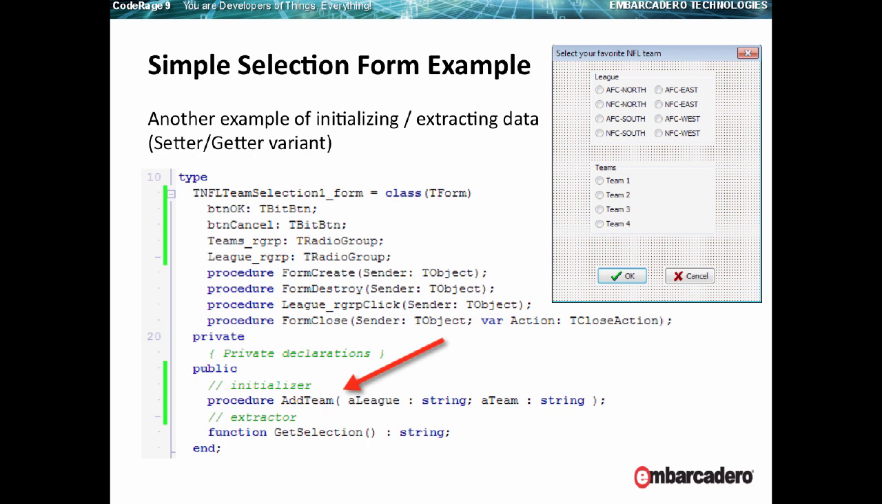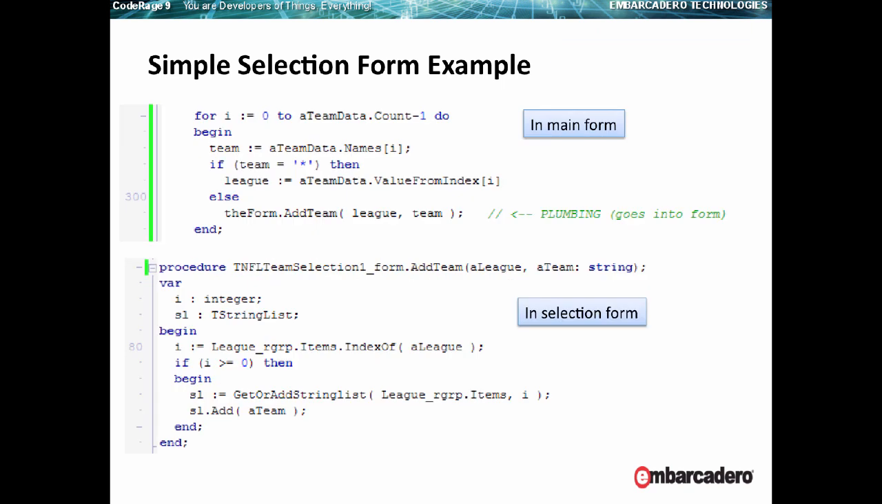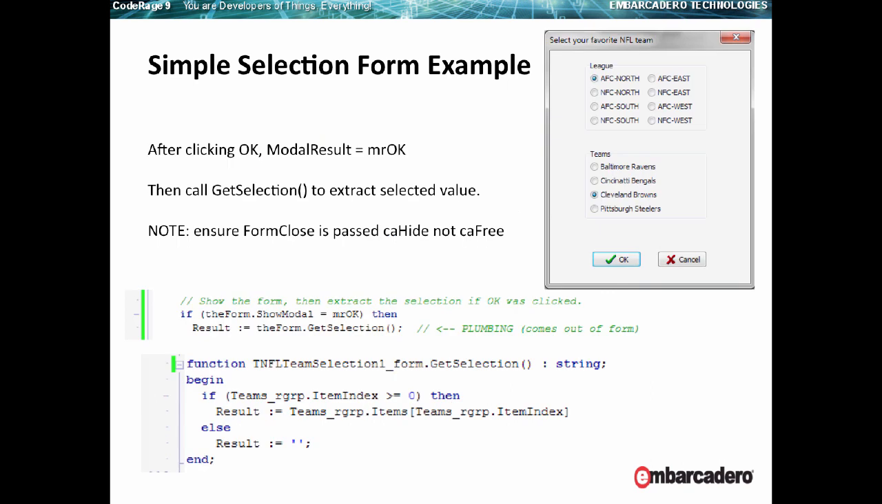And then at the end, when the user hits the OK button, we call getSelection to get the selected team back. And what happens is in the main form, we have the team data. We just loop through it and call add team for each of the lines in the team data string list, and that simply in the selection form adds them into a string list I added onto the objects array associated with each of the items. Could be done any number of ways, but that's how I did it here.